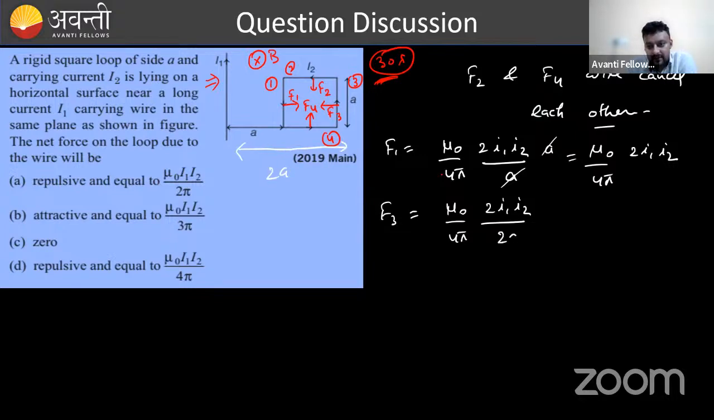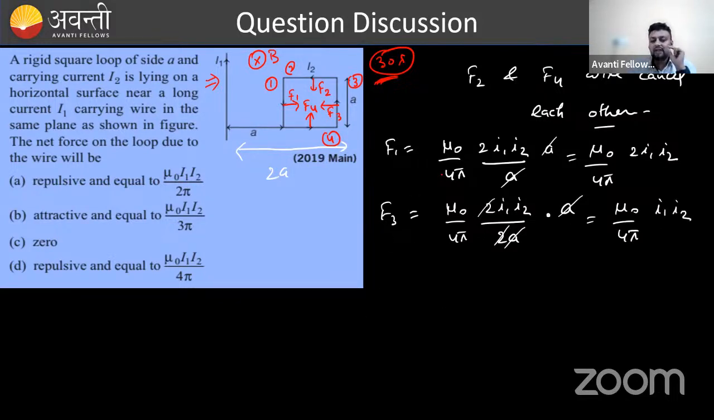So you can divide by the separation 2A multiplied by the length of the wire, which is A. So A and A can be cancelled. So what will it become? Mu naught by 4 pi, 2 and 2 can be cancelled. That is I1 into I2.